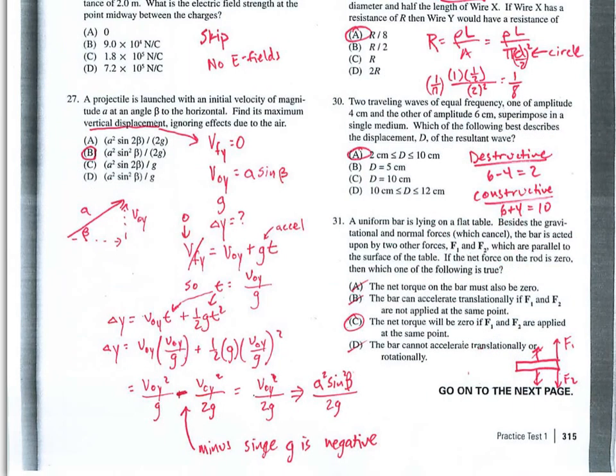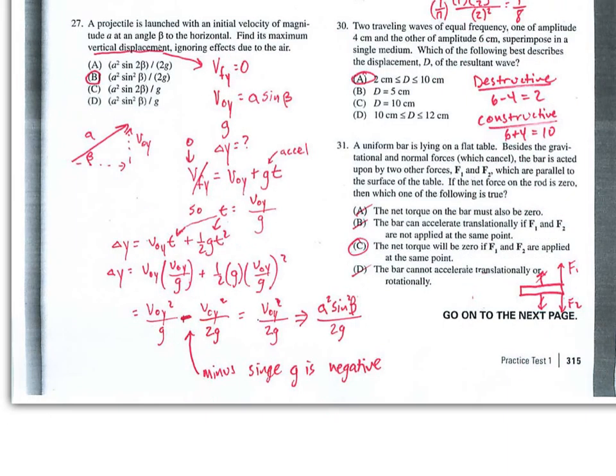Number 30 is an interference problem. When two waves travel at each other, they can have constructive or destructive interference. Constructive is when they're on the same side of the medium, so they add to make a larger amplitude. If we have one that's 4 centimeters and one that's 6, the maximum height is 10 centimeters. If they're on opposite sides of the medium, that's destructive interference, which means it could get as low as 2 centimeters, the difference. That gives us a range of 2 centimeters to 10 centimeters.